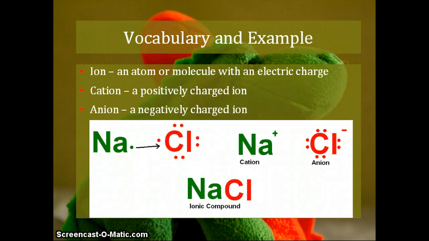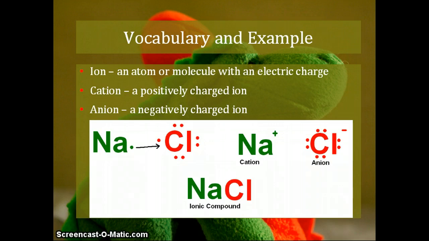In this example, we have a sodium atom with 1 valence electron. Next to that is a chlorine atom with 7 valence electrons. Chlorine would like an 8th electron to obtain a more stable electron configuration. Sodium is willing to give its 1 electron to chlorine.